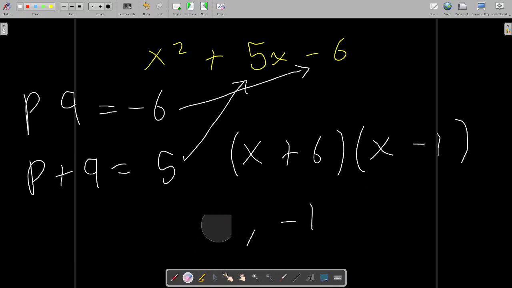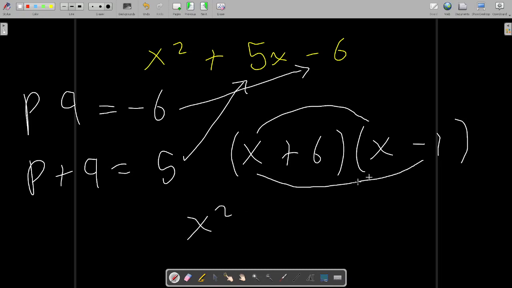Now, let's try and multiply both of these. x times x is x squared. x multiplied by negative 1 is minus x. 6 times x is 6x. And then 6 multiplied by negative 1 is negative 6.